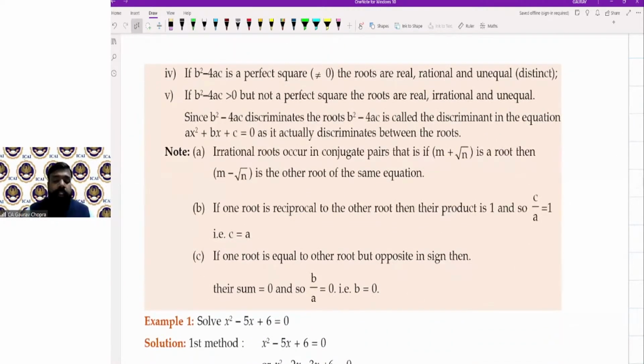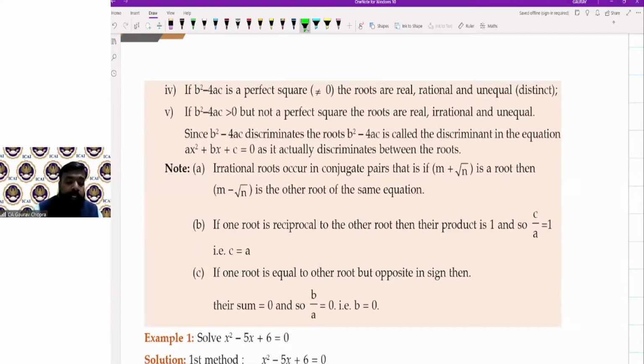Now fourth condition. फोर्थ कंडीशन क्या है कि b square minus 4ac is not equal to 0. 0 तो नहीं है, कोई दूसरा नंबर है, and it is a perfect square. परफेक्ट स्क्वायर है, like 4, 9, 16, 25, 36, 100, 400, 900. तो कोई भी ऐसा परफेक्ट स्क्वायर अगर आता है then उस केस में हम क्या बोलेंगे? Roots are real, rational and unequal.